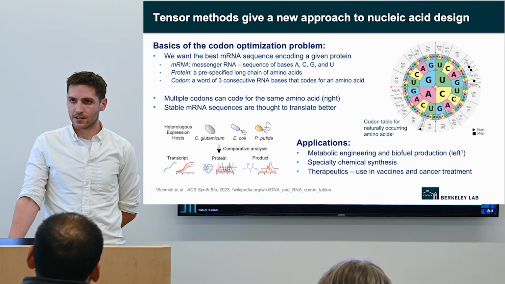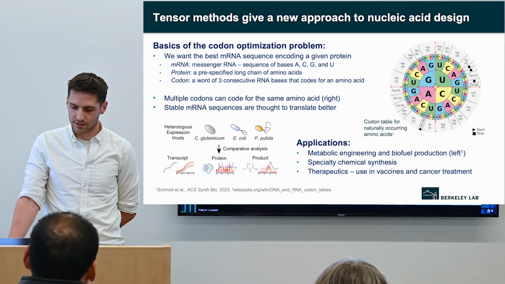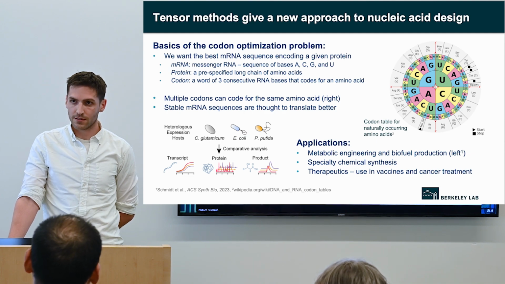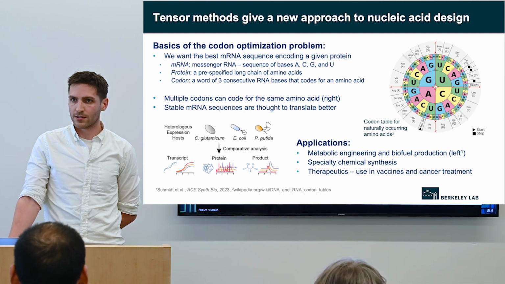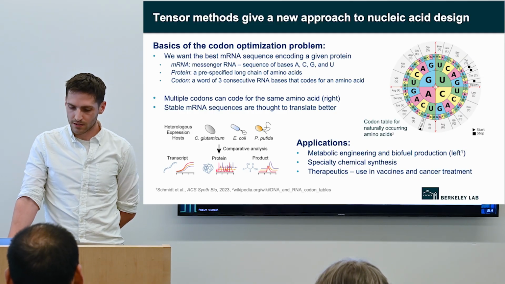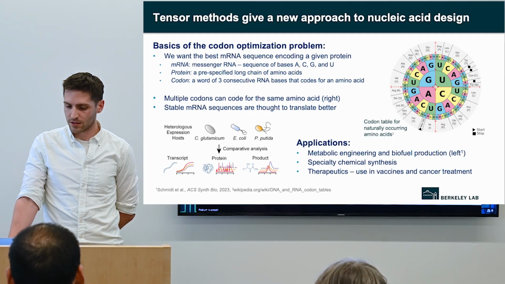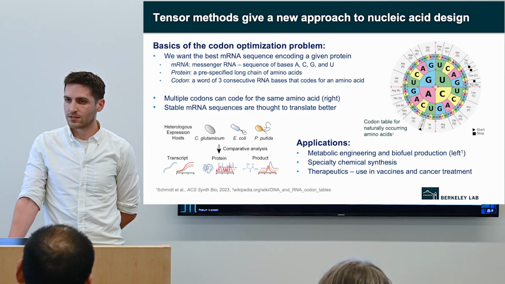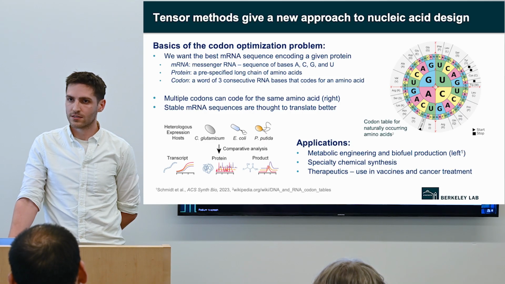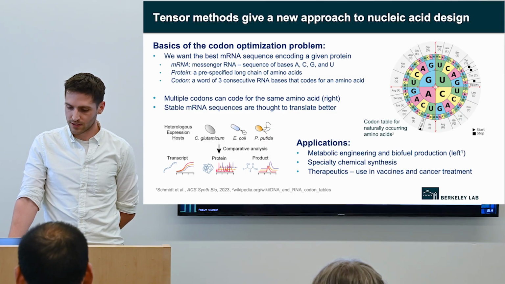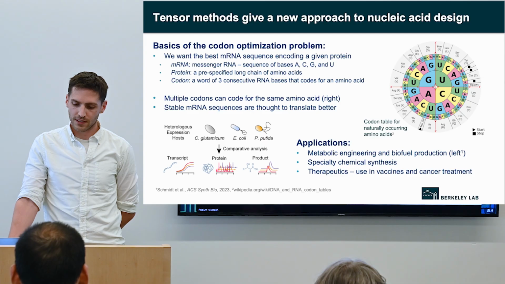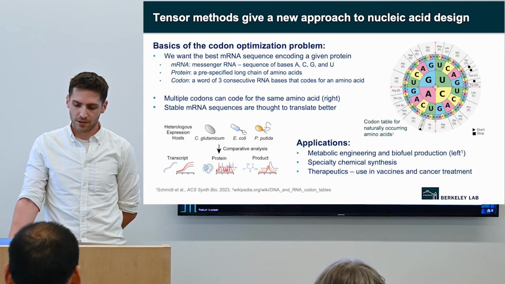And the way that this coding in biology works is very simple. Every sequence or word of 3 consecutive RNA bases in that mRNA codes for an individual amino acid. On the other hand, multiple codons can code for the same amino acid, as is shown in this codon table for the natural amino acids shown on the top right. And so this gives us a lot of flexibility such that we can choose many different potential RNA sequences, all of which code for the same protein.